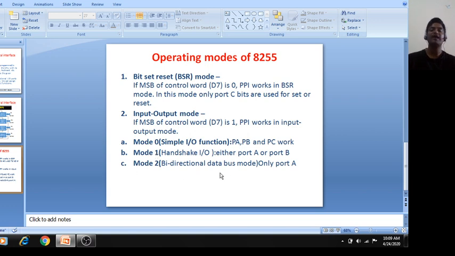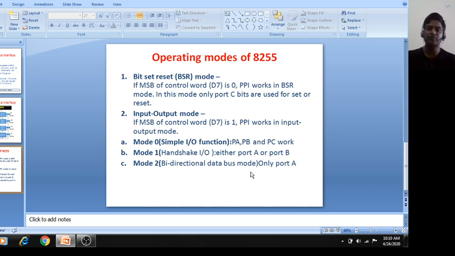Next is mode 2, bidirectional data bus mode. Only port A can work in this mode. What is the significance of bidirectional data bus? For example, two parallel computers are transmitting data, meaning both can either transmit or receive the data simultaneously. It's all about the block diagram, operating modes and signals of 8255.